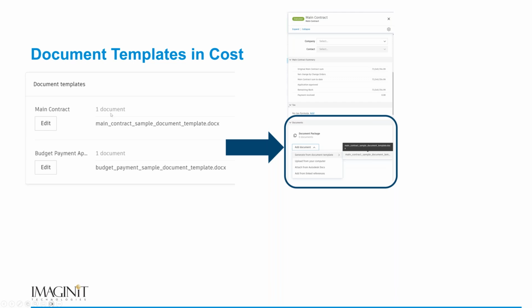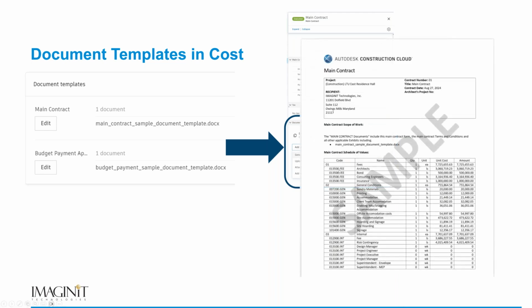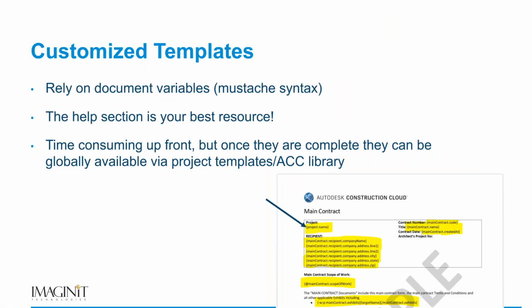So in this example, we've got a sample document for a main contract template set up in the settings. When we actually go into the main contract view of cost, we can add this document based on the document template, and the result is a main contract document with some information populated based on your custom templates. The custom templates are heavily reliant on the document variables.